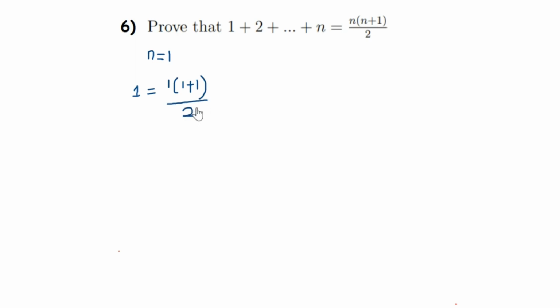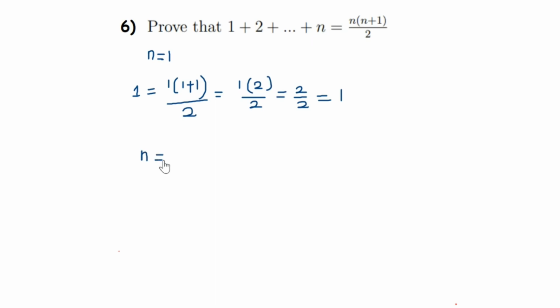So this will be equal to, when I deal with what's in the bracket first, 1 plus 1 is 2. Then I have 1 multiplying 2, all divided by 2. This gives me 2 over 2, which is equal to 1. So therefore the formula is true for n equals 1. So let's test for n equals 2 also.